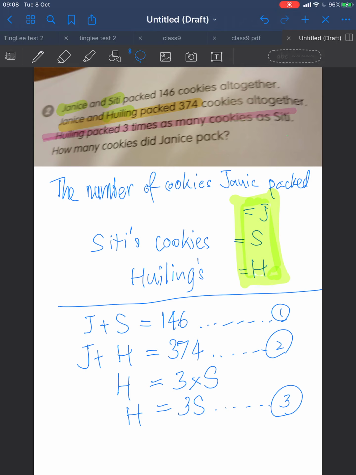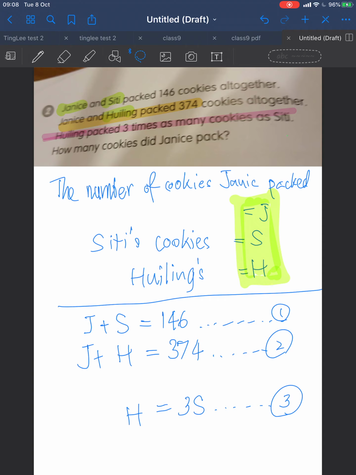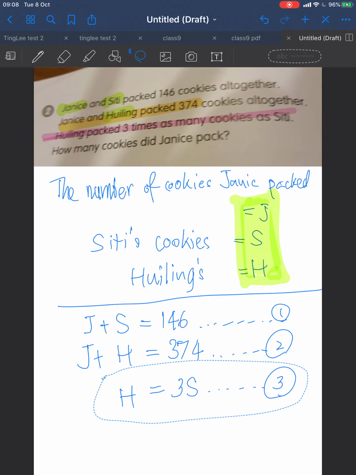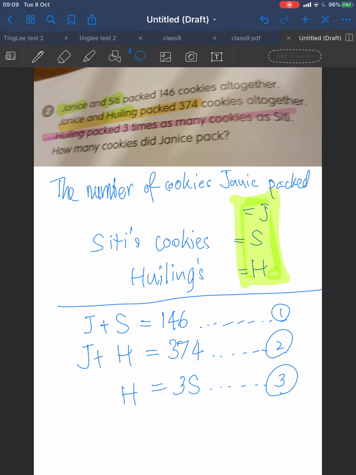So now we end up with 3 equations. We don't need this, we'll remove it. I think you remember, and I will move this one up. Okay, good, 3 equations. Now we are going to solve these equations.